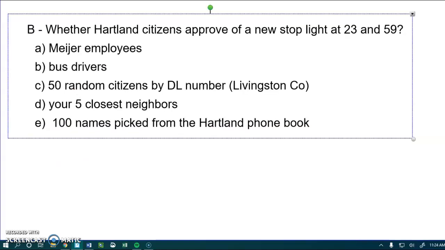How about this one? You want to know whether Heartland citizens approve of a new stoplight at M59 and Old 23. Okay, well, your population is Heartland citizens. So as you read through these choices, you need to make sure that you're looking at all Heartland citizens. Okay, so take a minute to read the choices and pick the best one.